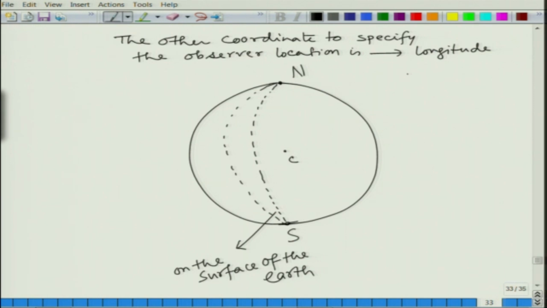Okay. Let me use another color for this maybe. This is looking like a cricket ball now, right? Okay. So, let me draw two of them. Why am I saying that right now? So, you can draw as many lines as you can joining the two poles on the surface of the earth. Now, one line I have drawn which goes through the observer. So, this is the observer location.